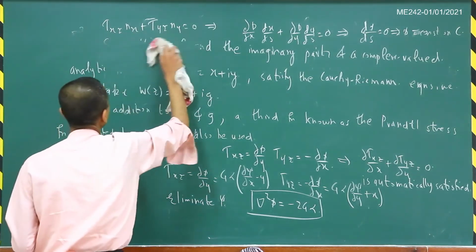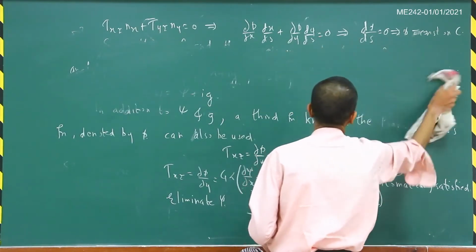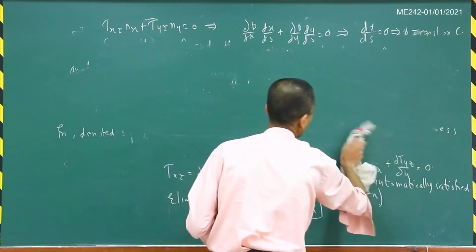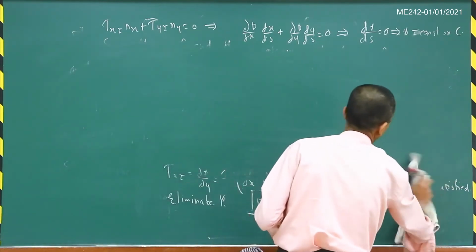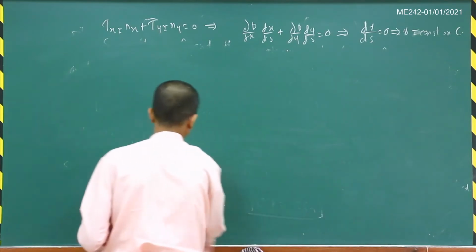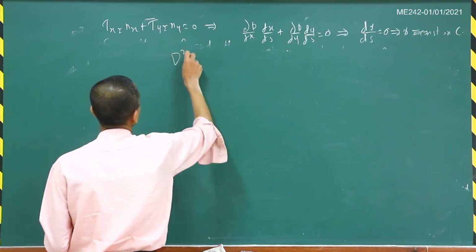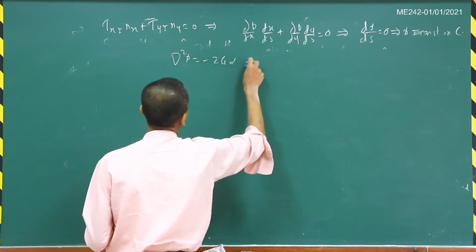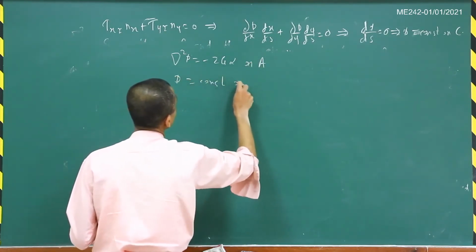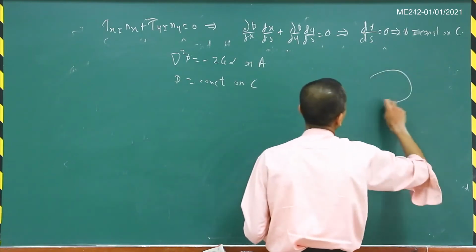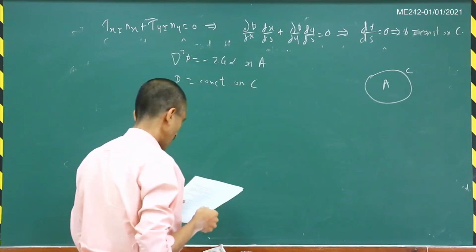So basically what you have is that del square phi is minus 2G alpha on A, and phi is constant on C. This is again domain A and boundary C. So this is the governing equation and this is the boundary condition which is satisfied on this.